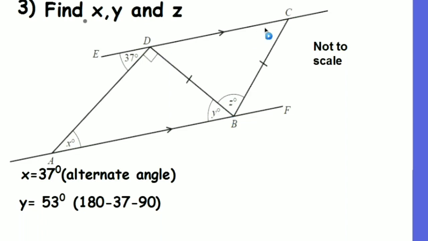Now what about the sum of 3 angles in a triangle? The sum of 3 angles in a triangle is 180 degrees. So our Z is equal to 180 degrees minus 53 minus 53. That answer is 74 degrees. So we got the X value equal to 37 degrees, the Y value equal to 53 degrees and Z equal to 74 degrees. These are the answers for X, Y and Z.